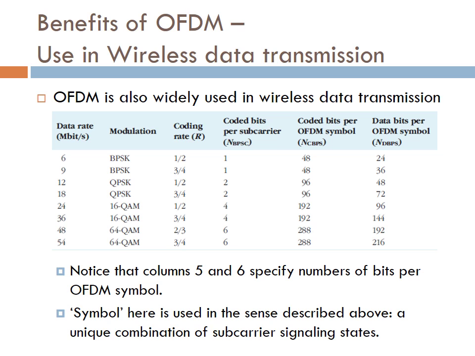OFDM is also widely used in wireless data transmission. Notice that columns 5 and 6 specify numbers of bits per OFDM symbol. Symbol here is used in the sense described above, a unique combination of subcarrier signaling states.